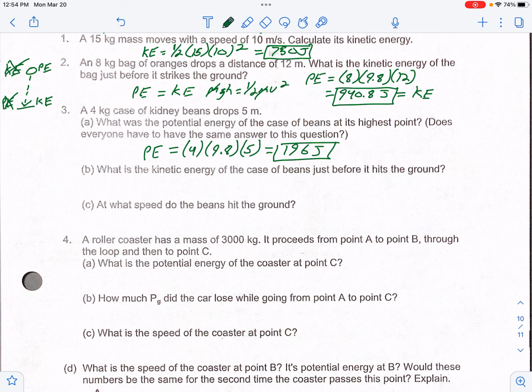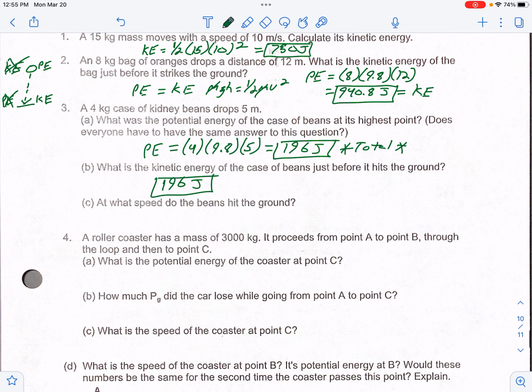B, what is the kinetic energy of the case just before it hits the ground? So remember we said that before you dropped it, this is the total energy you have, and it's all potential. That means we do not lose that total energy at all. It can convert between potential and kinetic, but when I hit the ground, you are purely kinetic. So if I had 196 joules in the beginning, there better be 196 joules in the end. It's just now kinetic.